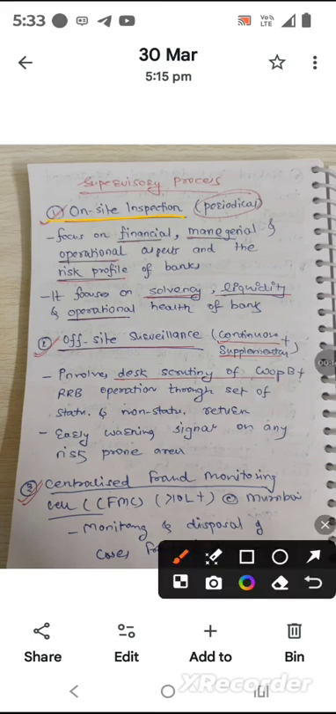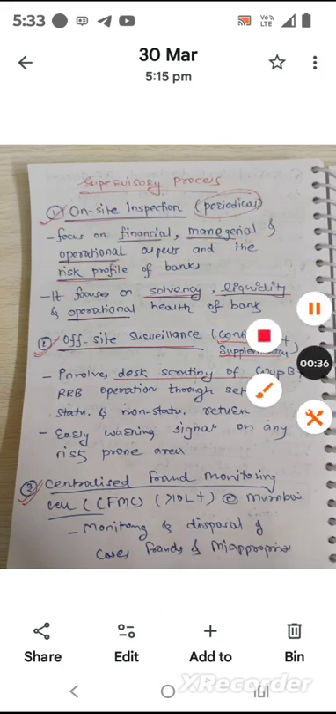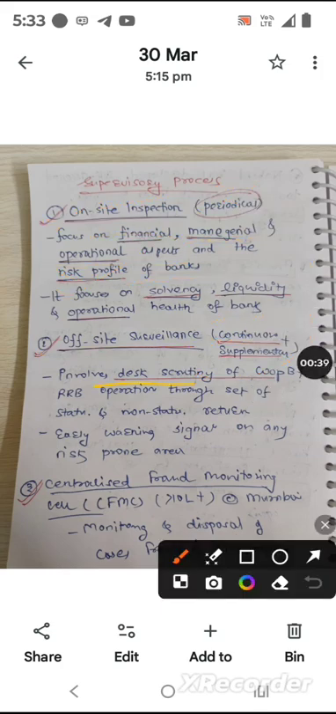NABARD inspects on a periodical basis, meaning after a certain period of time. It focuses on the financial, operational and managerial aspects of the banks, so it generally assesses the risk profile of the bank. Whereas off-site surveillance, which occurs in the NABARD headquarters or NABARD regional office, is done on a continuous basis and is supplementary to the on-site inspection. It involves desk scrutiny of the cooperative banks and RRB operations, known as supervised entities, through a set of statutory and non-statutory returns.